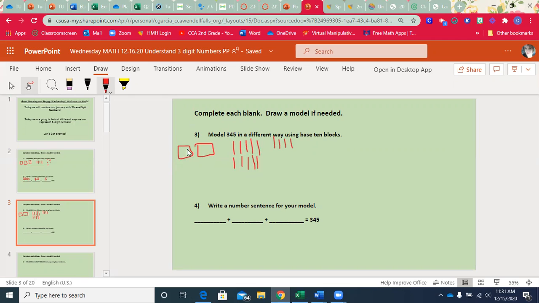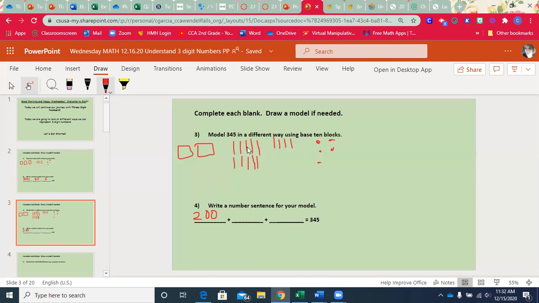And I want to make sure you guys see that this is still equal to that 300 that I originally started with. 100, 200, and then this group of 10 tens right here equals 100. So that's 300 plus the 4 tens and 5 ones. So this is a different way to model the number 345, and I need to write a number sentence for this way. So in this model, I have 200 squares here, and the value of those is 200.